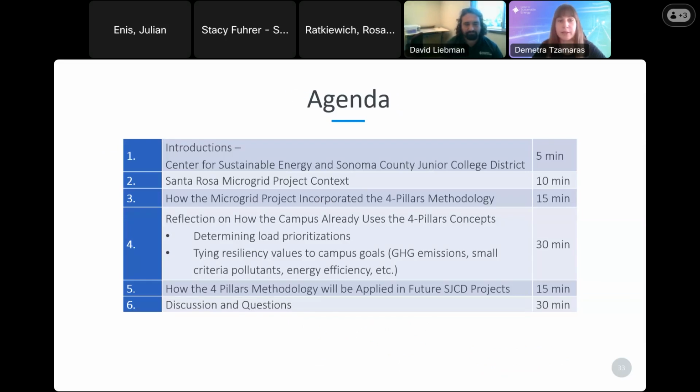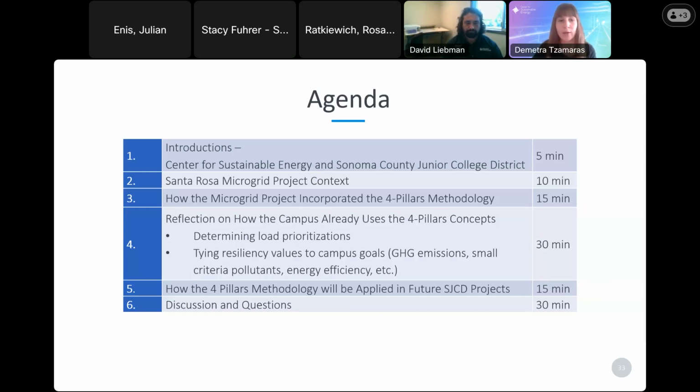So this slide provides a brief overview of what we plan to cover in our presentation: introductions, which we just covered, and then next we'll provide some context around the SRJC microgrid project, including the motivating factors that inspired this demonstration project, and some details about the microgrid itself. We're also going to cover how our project first came into contact with the 4 pillars methodology, and then how we began to actively incorporate the 4 pillars methodology into the project, starting at pillar 3, and then, in hindsight, looking at how we've already worked in the 4 pillar methodology concepts throughout the life of the program.